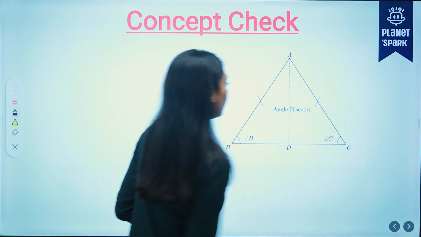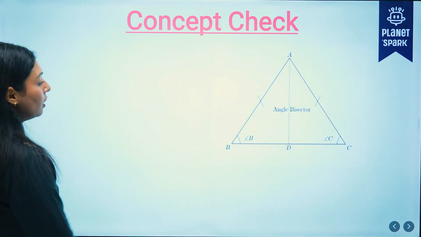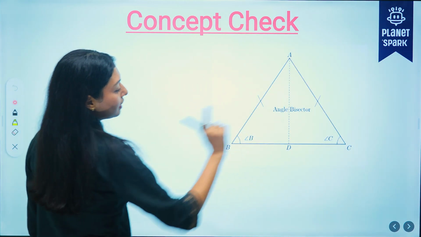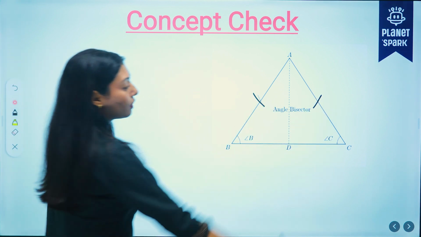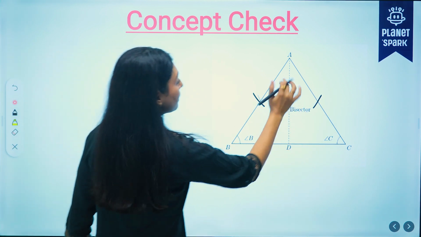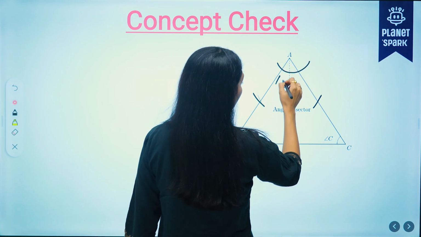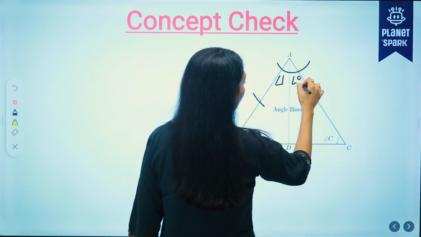Okay then everybody, let's move to a question here. So let's say we have ABC as a triangle, right? Here AB and AC are given to be equal. Angle bisector है हमारे पास for angle A, so we can say angle 1 and angle 2 are equal.